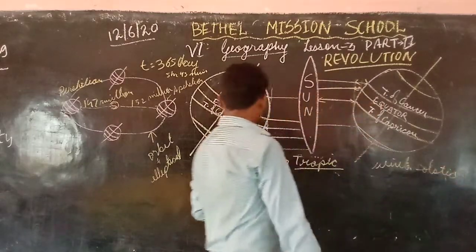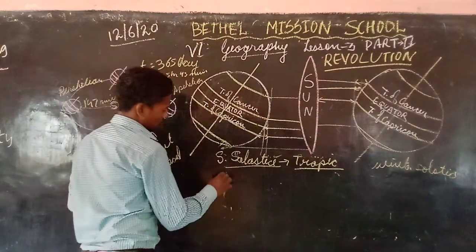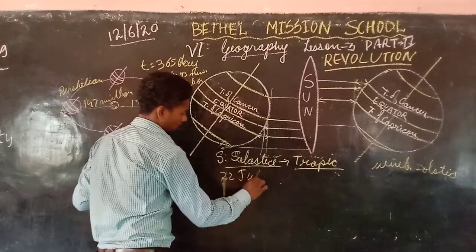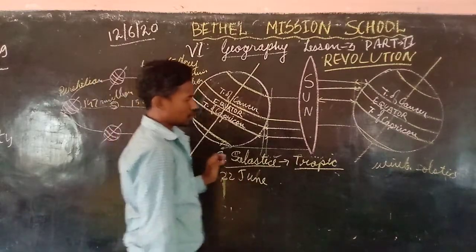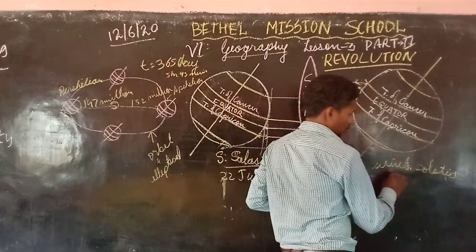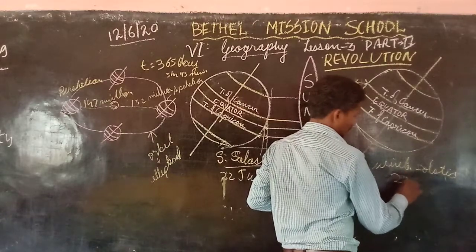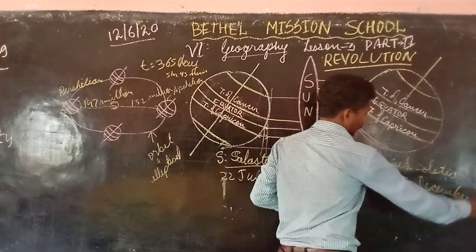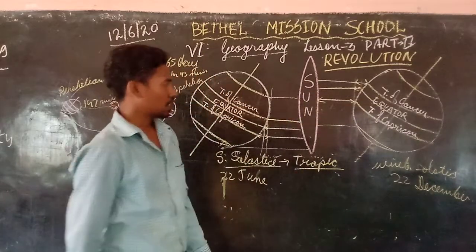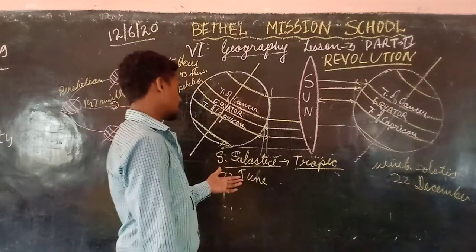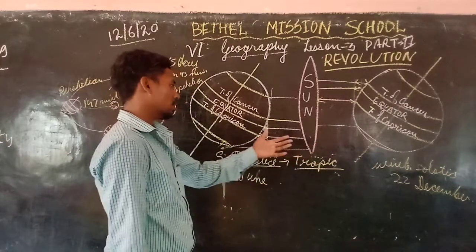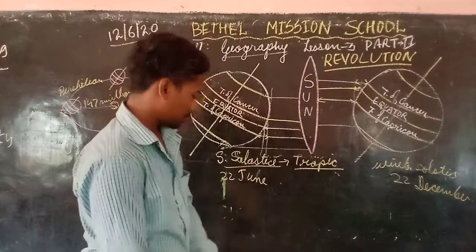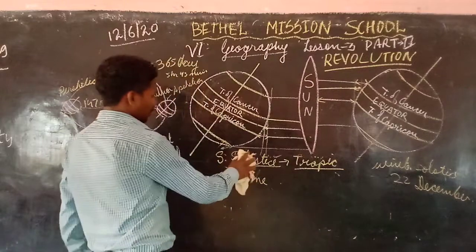Okay, this summer solstice will happen on 22nd June. And winter solstice happens on 22nd December. Okay, so this is your summer solstice, and this is your winter solstice. Okay, after this is done, we will go for equinox.